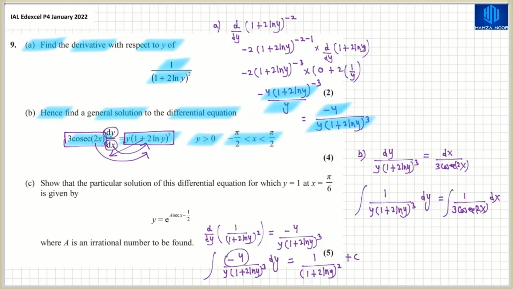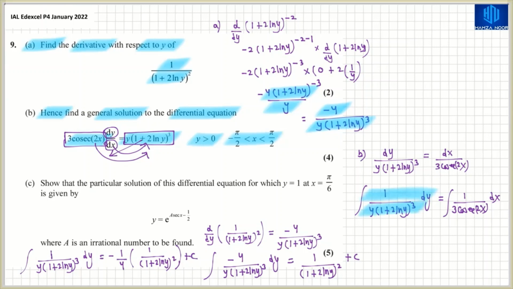But actually we don't need minus 4 in the numerator, and for that purpose we divide by minus 4 on both sides, meaning multiply by minus 1 over 4 on both sides. So if we integrate 1 upon y times (1 plus 2 ln y) whole cubed with respect to y, we will get minus 1 over 4 multiplied by 1 upon (1 plus 2 ln y) whole squared, plus c. In this way, I've done some separate working for integrating the expression with respect to y.